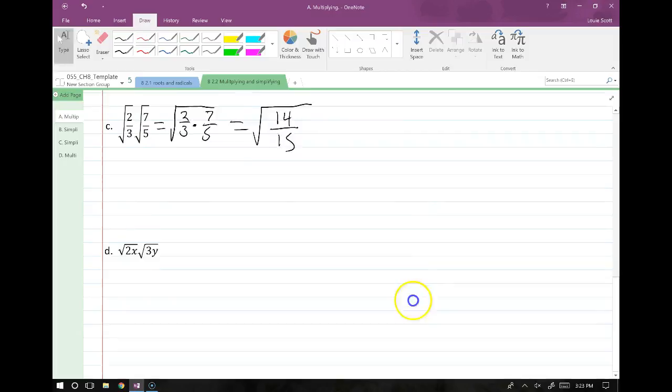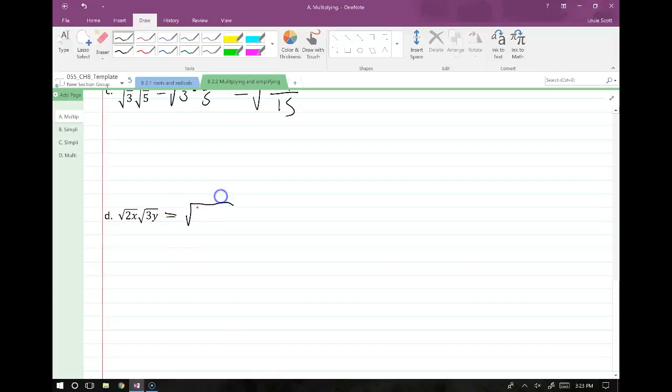Okay, we're going to do the same thing here. Combine these guys under one radical, 2x times 3y, that equals the root of 6xy. And that's it.